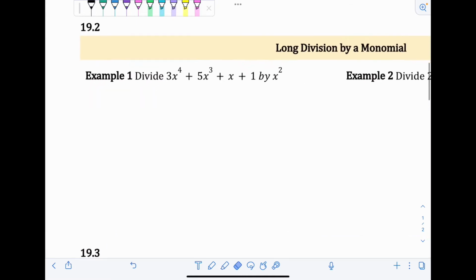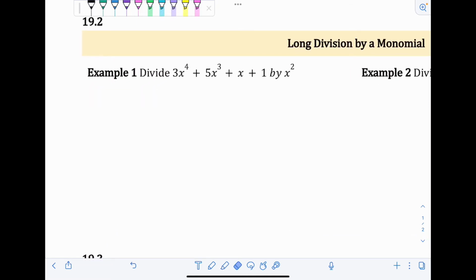Okay, so 19.2, example number 1: divide 3x to the 4th plus 5x cubed plus x plus 1 by x squared. So with long division, we do that great big long division bar. One thing we have to be careful about: what we're dividing into goes inside. So this whole thing will go inside, but you have to be really careful.